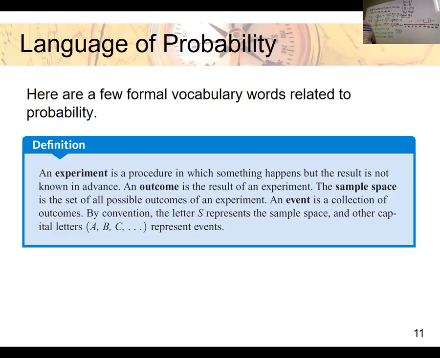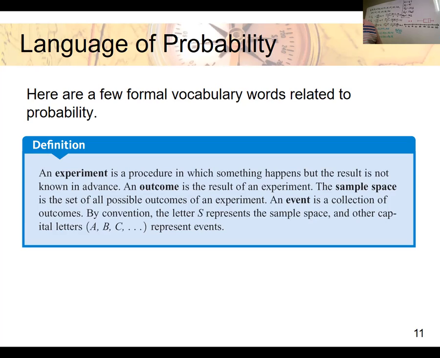Now, an outcome is the result of an experiment. So if you toss a fair coin, it could be heads. Or if you roll a fair die, it could be, let's say, 5. That would be an outcome. Those would be outcomes from an experiment.